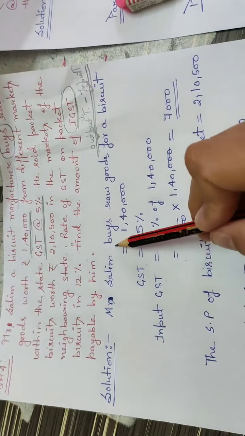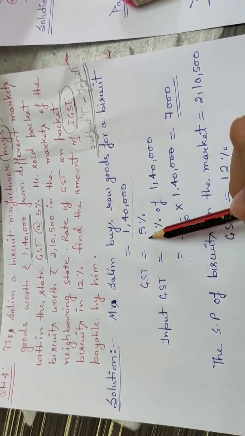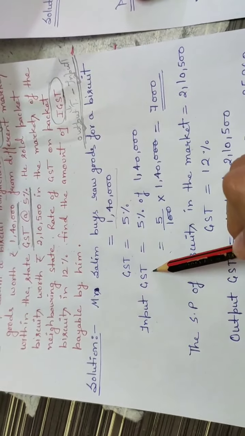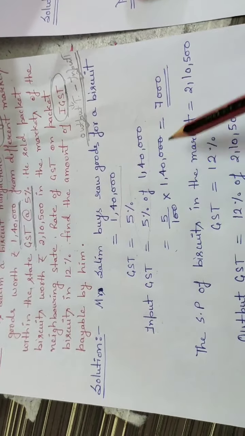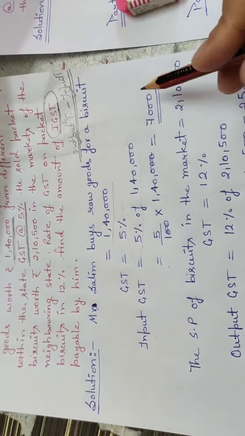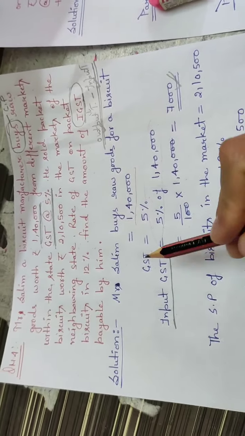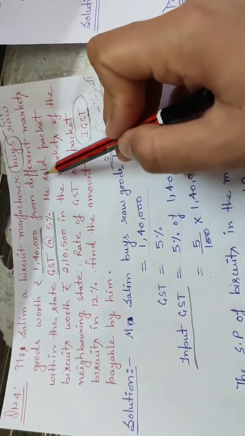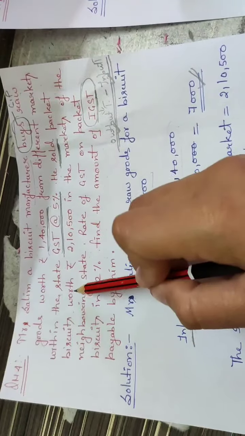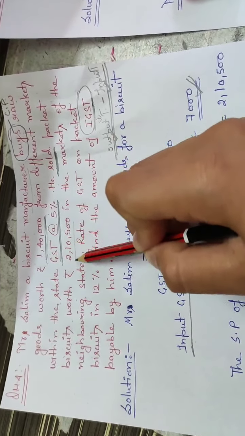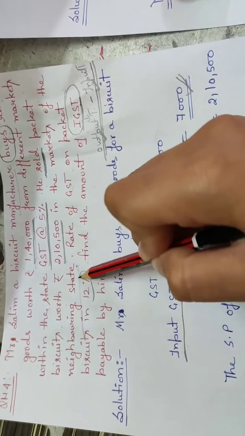So Mr. Salim buys raw goods for biscuits worth 1,40,000, GST equals 5%, input GST equals 5% of 1,40,000. After calculation, you get 7,000 as your input GST. Clear? Now, in the second part, he sold packet biscuits worth rupees 2,10,500 in the market of the neighboring state, and the rate of the GST is 12%.